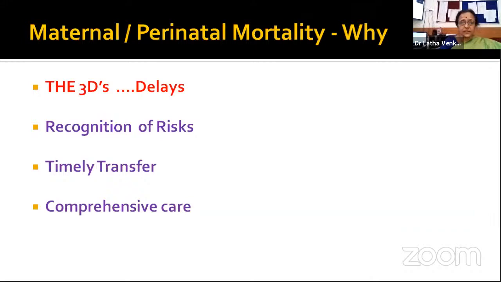The three delays continue in spite of many efforts, and also importantly during the intrapartum period. Delays in recognition of risks, timely transfer, and getting comprehensive care. Recognition of risks depends on who is giving the care, how they are caring for the baby and the mother, and whether they are able to recognize the problem and organize timely transfer for her to be delivered in a safer place, and whether that referral center can give comprehensive care to the woman. All these three have to be improved upon continuously if we have to bring down the maternal and perinatal morbidity and mortality.